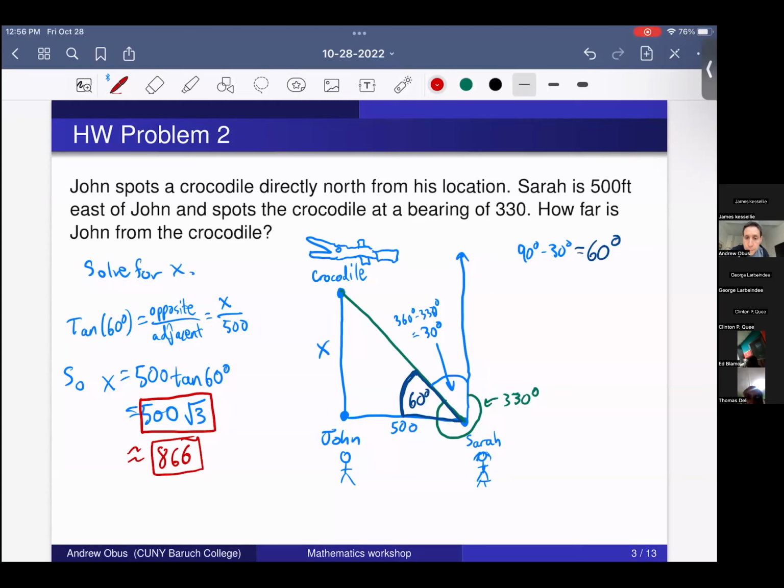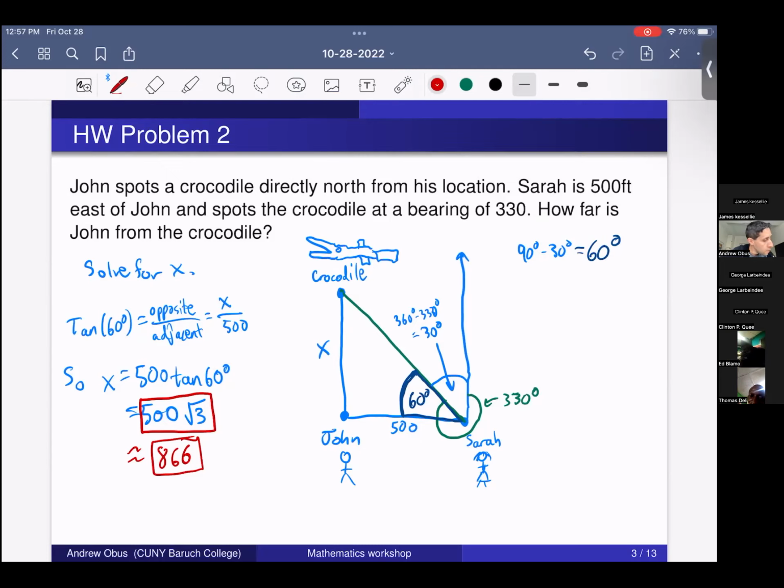Tomas, I use another way to find the 866. Okay, how did you find it? The 30 degree. The two lines are parallel, so we have alternate angles. So the 30 degree can be found at the crocodile.